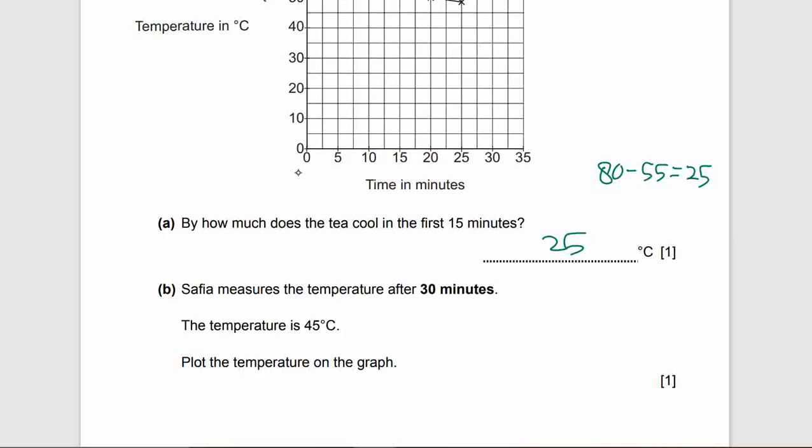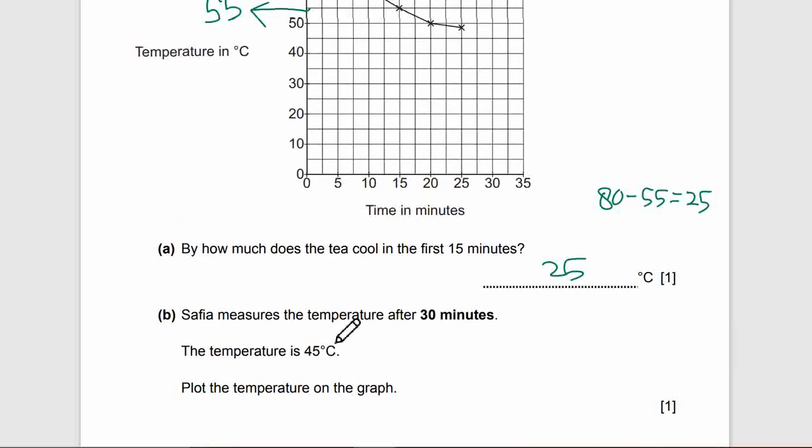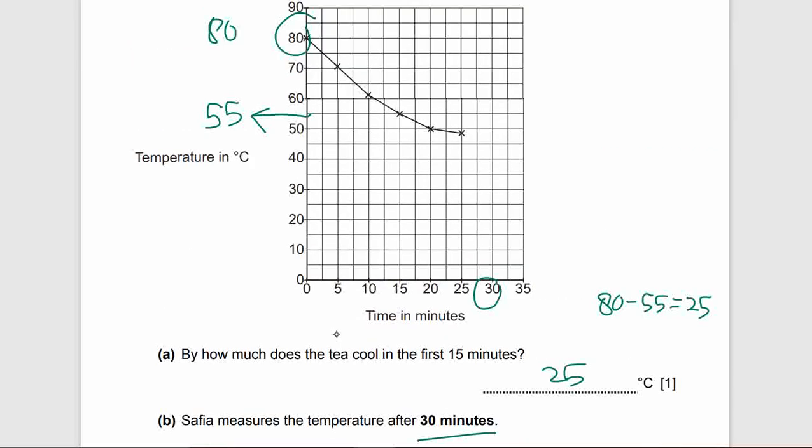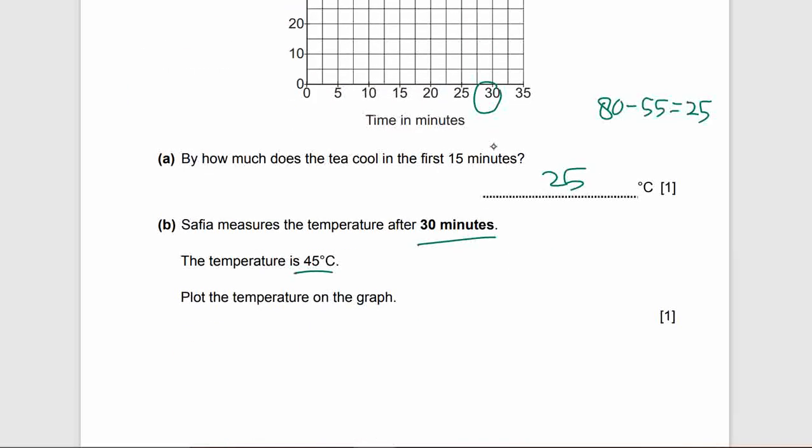Next, we measure the temperature after 30 minutes. The temperature is 45. Plot the temperature on the graph. So at 30 minutes it is 45. Let's plot it. We make a line from 45 meeting the line at 30, so 30 here meeting 45 here. We connect them to here. That will be the answer.